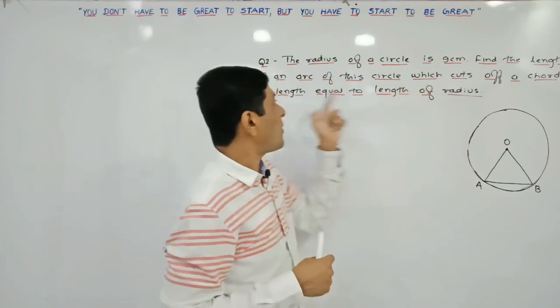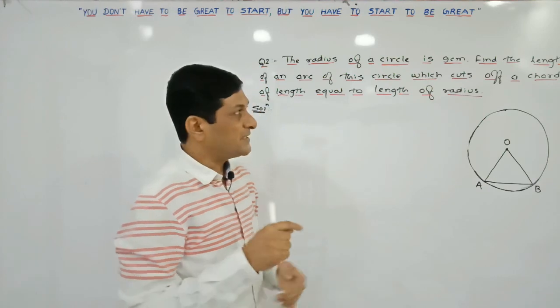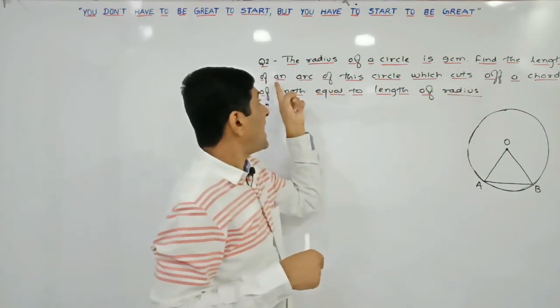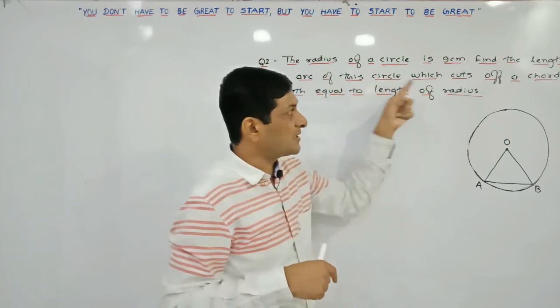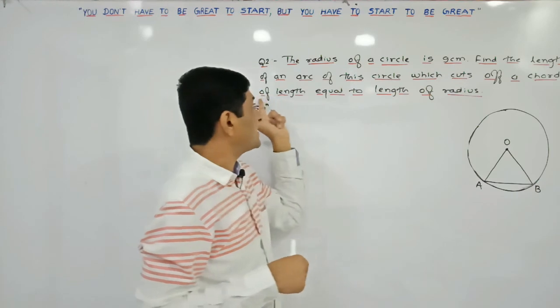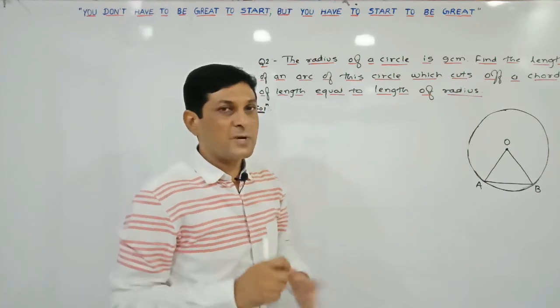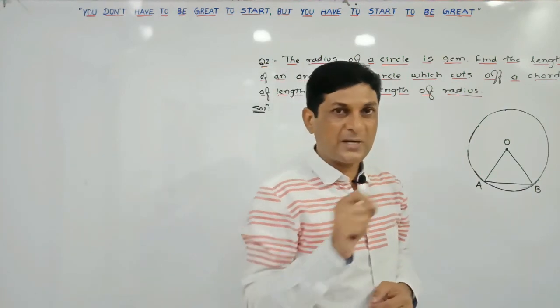Which cuts a chord of length equal to the length of radius. Means we have to find out the length of such an arc of this circle which cuts a chord of length equal to what? Radius of the circle. So try to understand the condition here.